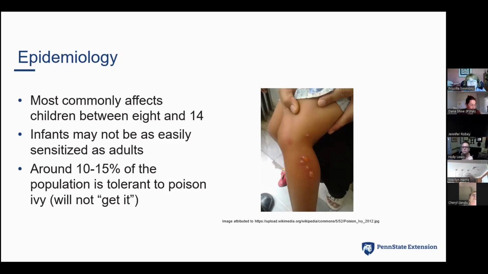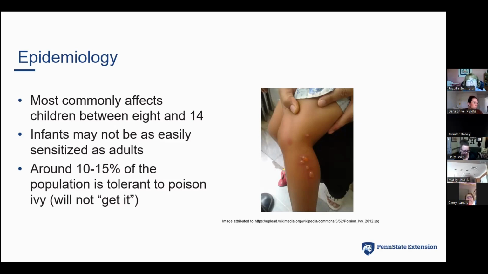Infants may not be as easily sensitized as adults, but they're typically not going to be, hopefully, crawling around in areas where there would be poison ivy. Here is the telling statistic. About 10 to 15% of the population is tolerant to poison ivy, meaning they won't get it.